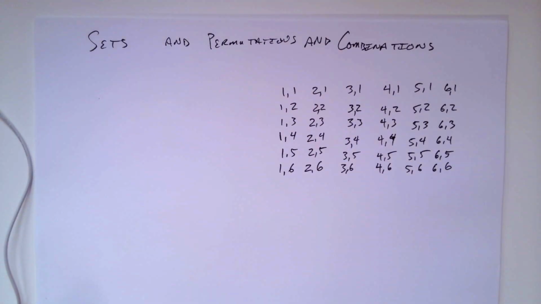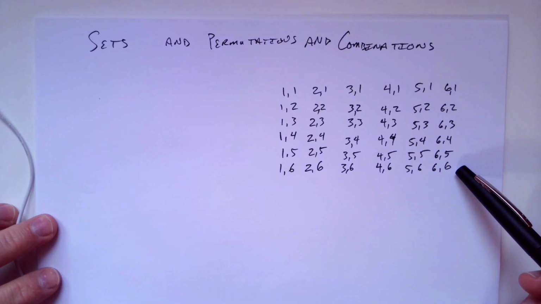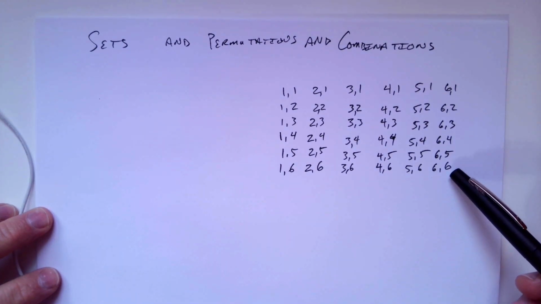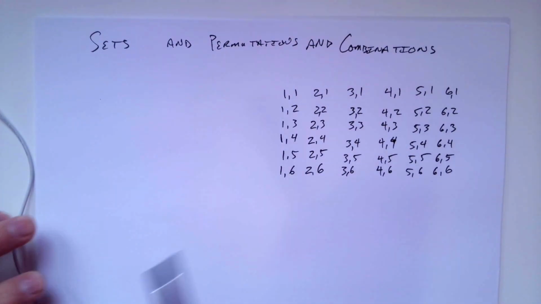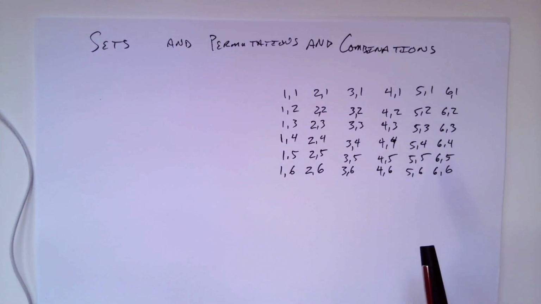We're going to talk a little bit about sets, permutations, and combinations. What I've already got set up for us here is the set of all possible outcomes if we were to roll two dice, or if we were to roll one die twice for each set of outcomes. And the things I want to talk about are the permutations and the combinations embedded in this set right here, and how to find them.